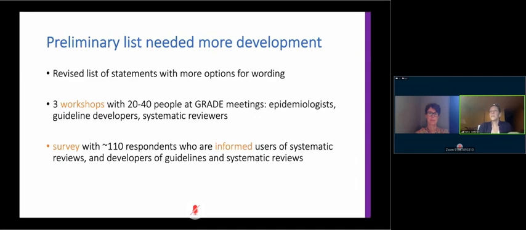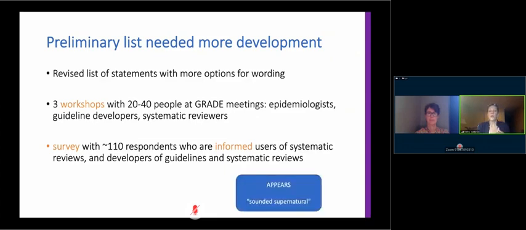So because of this, not too long ago, we started trying to look for other ways the evidence could be communicated, other wording options. We did multiple workshops with multiple people about ways that they were using to communicate and ways to improve the communication. And then we conducted a survey with users of systematic reviews, developers of guidelines, and systematic review authors as well. And we heard some feedback about the statements.